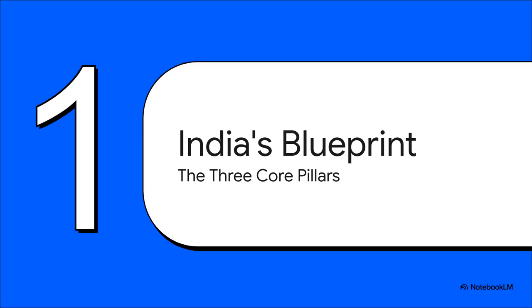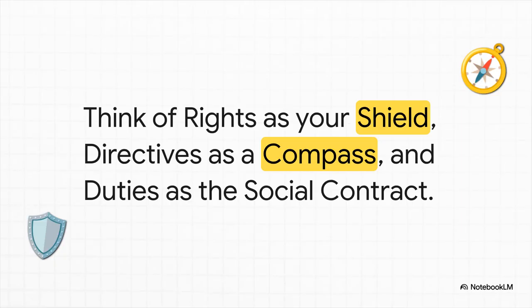All right, so let's get right into that blueprint. The entire relationship between the Indian state and all of its citizens is basically built on three foundational pillars. Each one has a totally distinct and vital role to play. To make this super simple, let's use a metaphor. Think of your fundamental rights as a personal shield. Then you've got the directive principles. That's the state's guiding compass. And finally, the fundamental duties? Well, that's the social contract, the part we all agree to uphold.